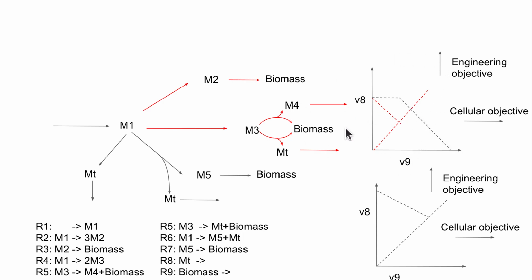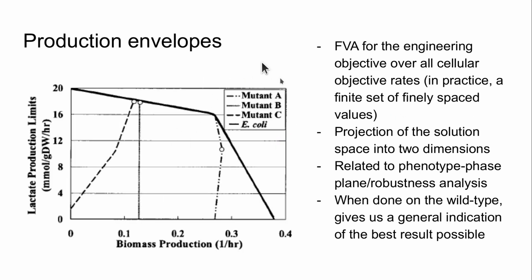And so with that, phenotype phase planes are quite useful in setting a baseline for what we can expect from our strategies. Because ideally, what we want to do is identify mutants that lie along the upper bound of this, somewhere along this upper curve of our original production envelope. Because we can't do better than it, so what we want to do is just find as close to it as possible.